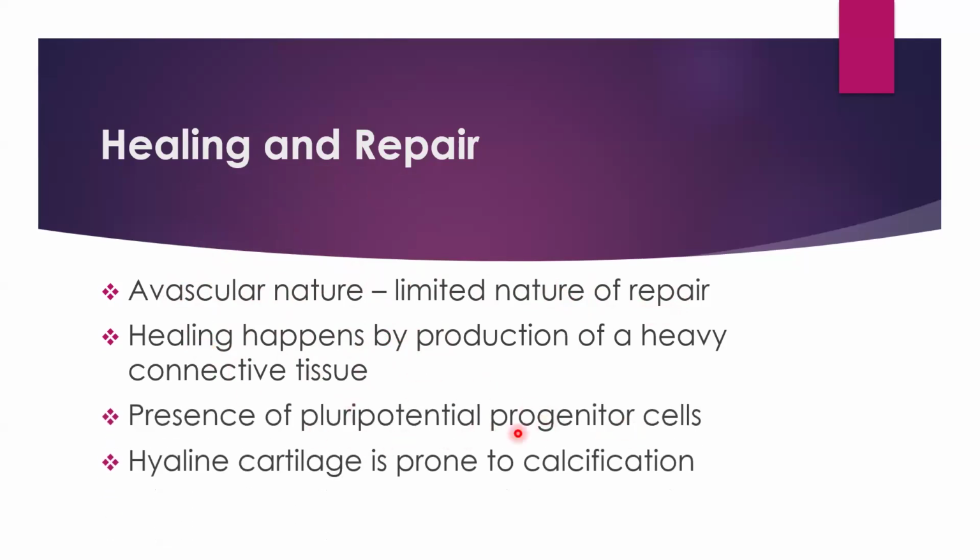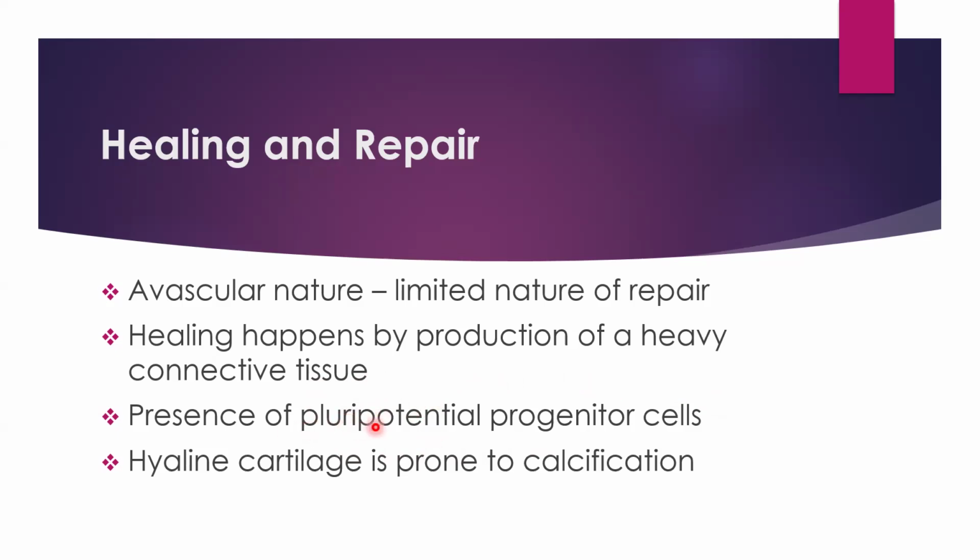pluripotential progenitor cells. These pluripotential progenitor cells are the ones that will form chondroblasts, chondroblasts forming chondrocytes, and also these pluripotential progenitor cells, which give rise to chondroblasts, will also give rise to chondroclasts, which are there to ideally break down the cartilages into various tissues.